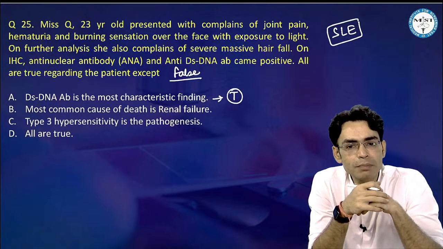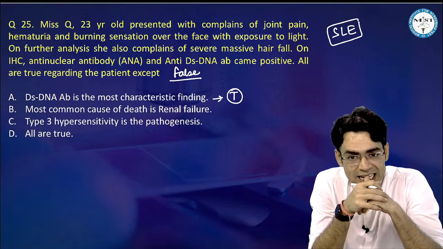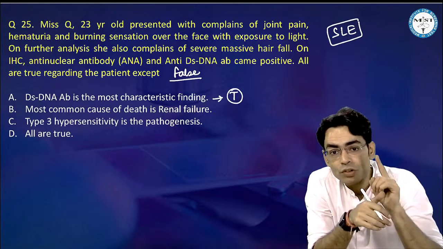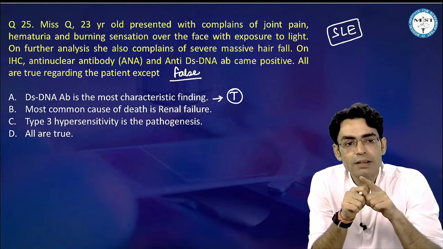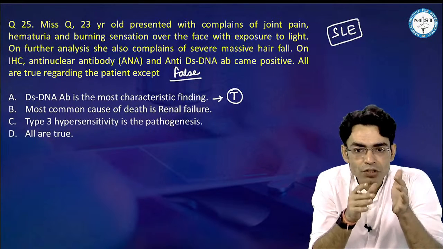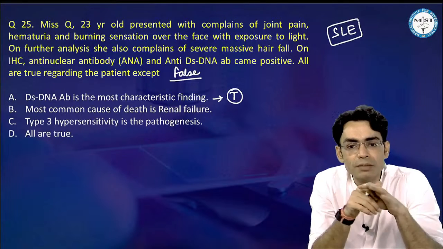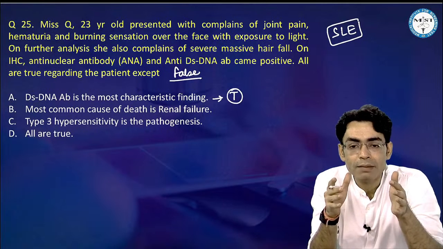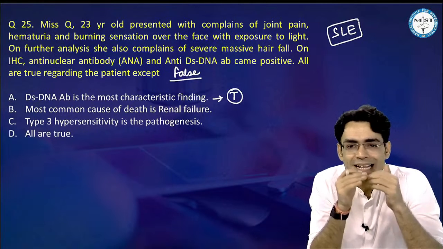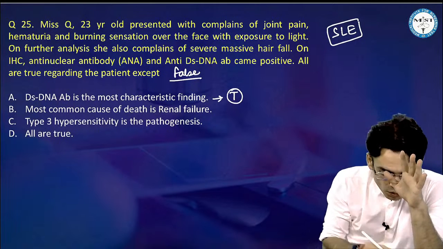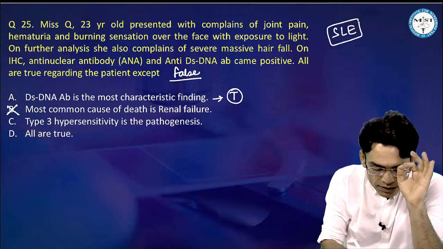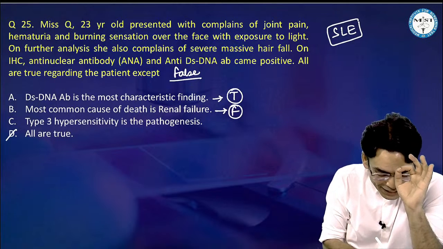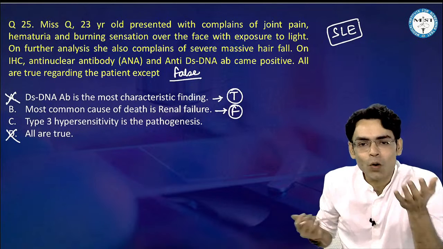Most common cause of death in the patient of SLE is renal failure. No. It is not renal failure, which is the most common cause of death in the patients of SLE. In the initial stages of this disease, infections are the most common cause. In the later stages, because it's an autoimmune disease, the vessels are also getting damaged, and atherosclerosis is the most common cause. Renal failure? No. So this is not a true statement, it's a false statement. When one statement is false, this cannot be the answer. All are true cannot be the answer.